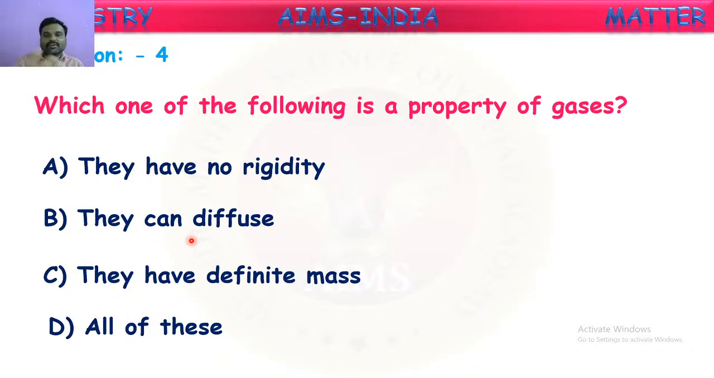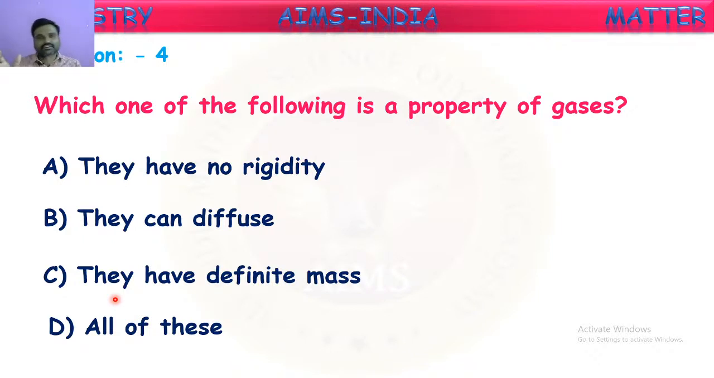This spreading property of gases is called diffusion. So this is one of the properties of gases. So B is also correct about gases. Next one, they have definite mass. Yes, this is one of the important points to be discussed about mass of matter. Whatever the state of matter, all matter has a fixed mass.